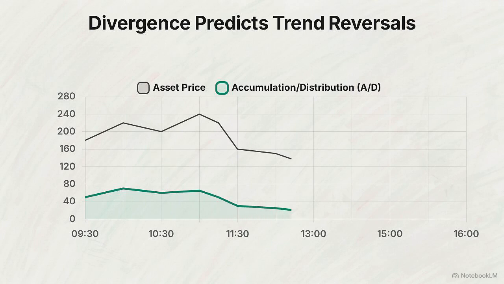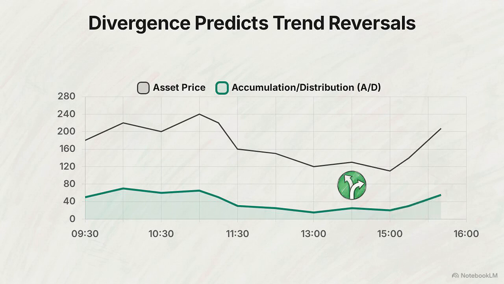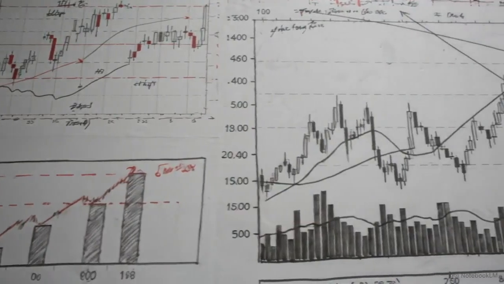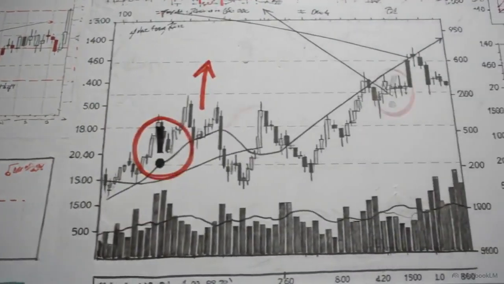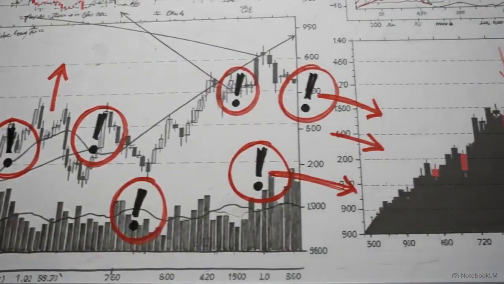Bullish divergence is the opposite. The price hits new lows, but the AD line steadily trends upward. This indicates that buyers are quietly accumulating shares at lower prices, which frequently precedes an upward breakout. These signals act as an early warning system, highlighting where institutional players are positioning themselves before it becomes obvious on a standard price chart.